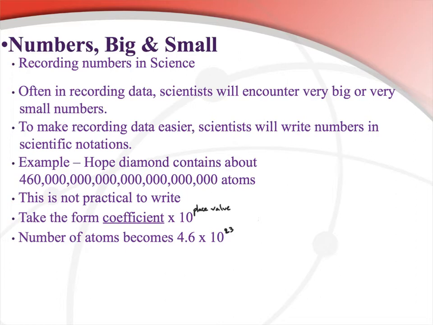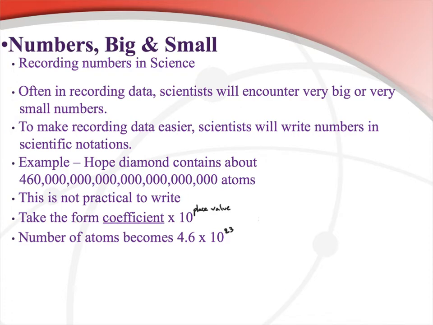Okay, so for example, the Hope diamond contains about, well, let's just take a look at this number here, 460, and if we work our way backwards, right, thousands, millions, billions, trillions, quadrillions, quintillions, sextillions. This is 460 sextillion atoms, roughly. Okay, that's a huge number with a lot of zeros. It's very easy to make a mistake when writing that number. It's also not practical to write this out. It just takes up so much space, and we're just writing out a bunch of zeros for no reason.